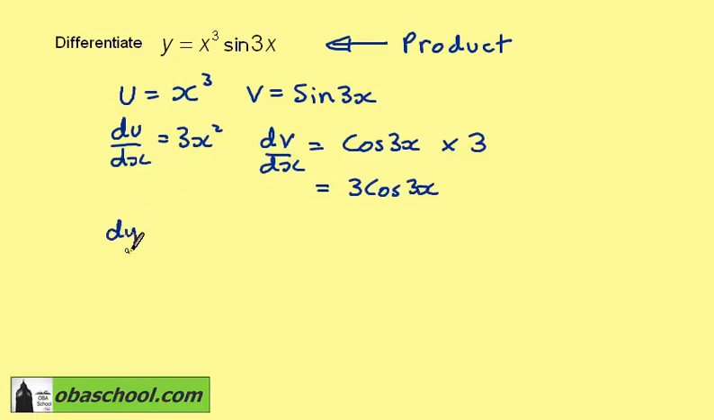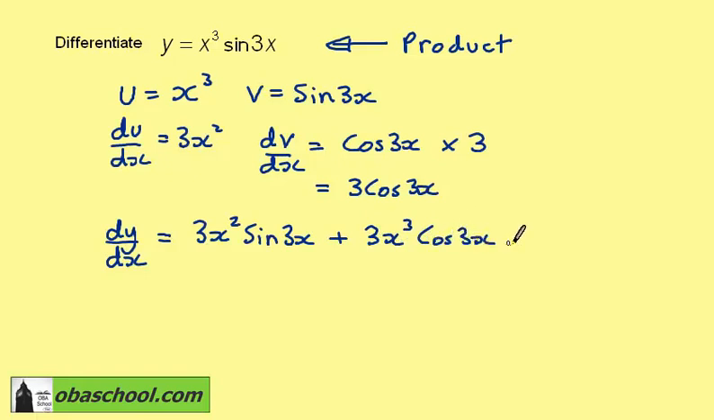We need to follow the rule, so dy dx is going to be v times du dx, which is 3x squared sine 3x, plus u dv dx, which is 3x cubed cos 3x. We have finished differentiating, but we could tidy.